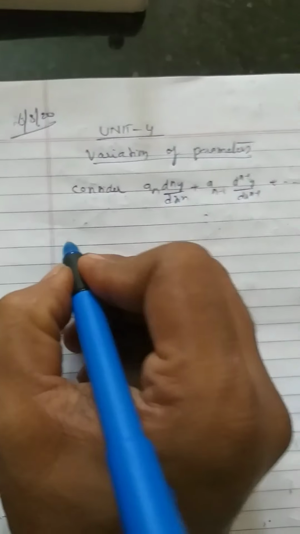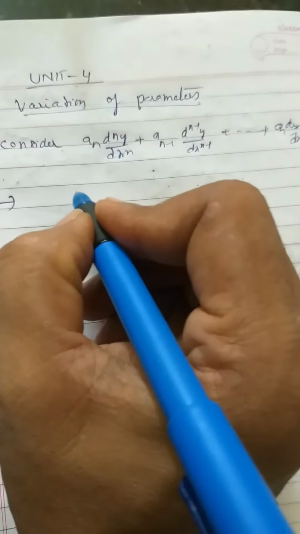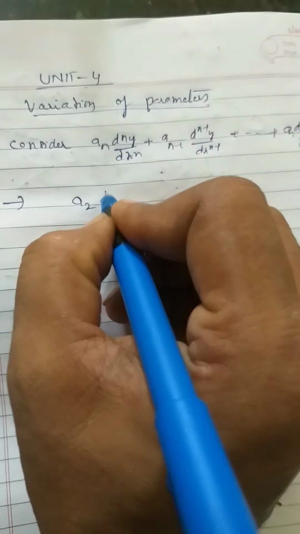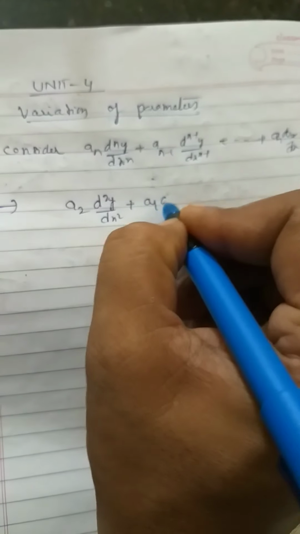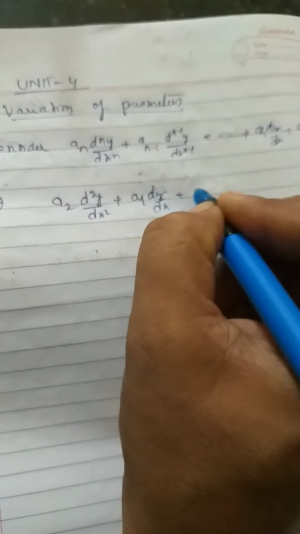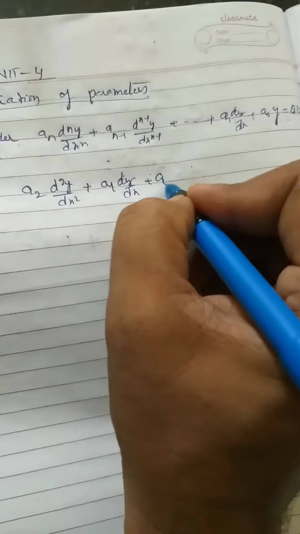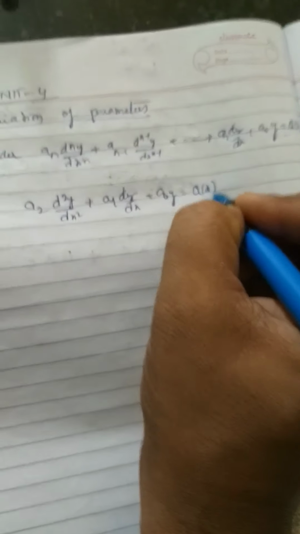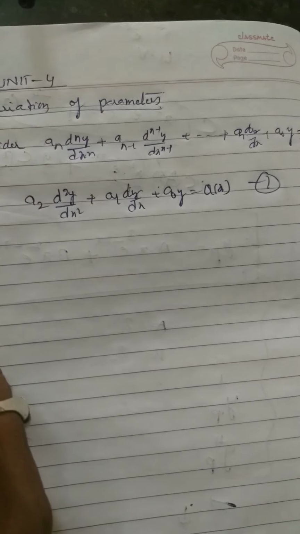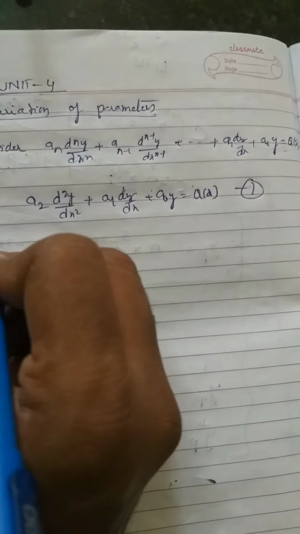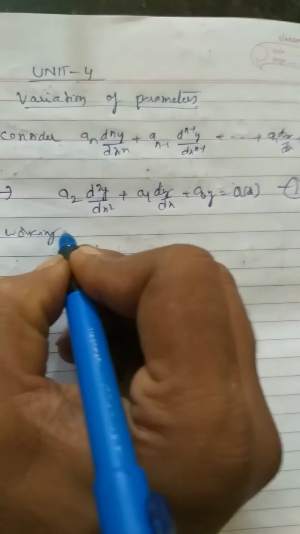Here in this case, we consider only a second order differential equation. Second order means a2 d square y by dx square plus a1 dy by dx plus a0 y equal to q of x. Now this differential equation is given to you. We have to solve it by using the variation of parameters method. Now, what is the working method?